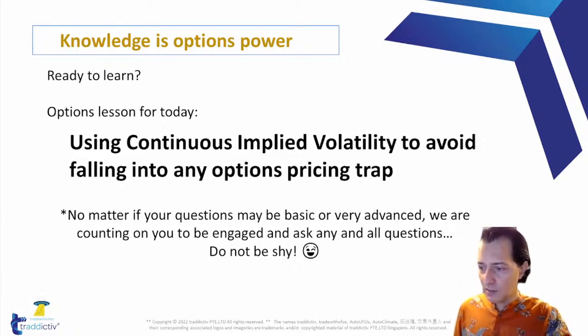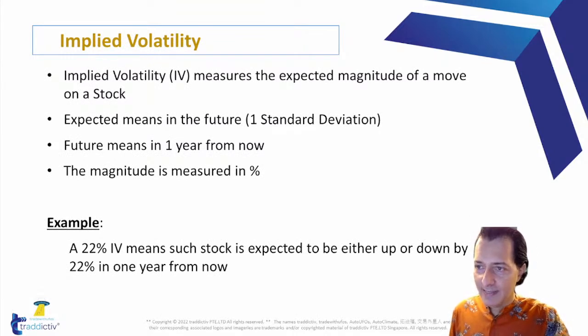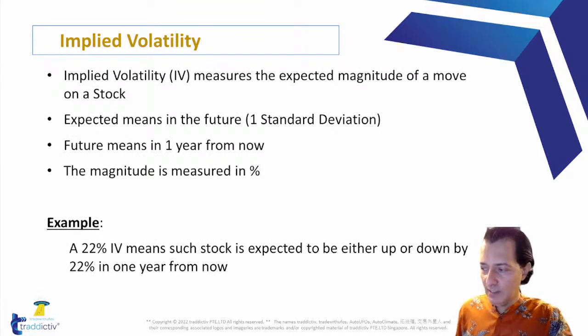So let's do that. First, what's implied volatility? Well, implied volatility measures the expected magnitude of a move on a stock. And let me tell you as well that I think it's 4 or 5 slides, something like that, to cover, and then I will jump into the real-time charts. So I will actually show you the implied volatility real time. Okay, so no worries about that.